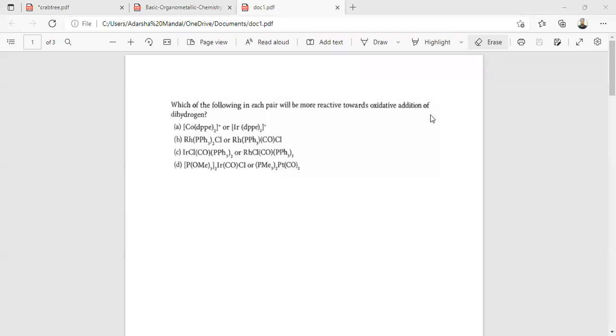So now I will discuss some examples. So the first problem is: which of the following pair will be more reactive toward oxidative addition? The factor that governs the rate of the oxidative addition, one of the main factors, is the electron density in the metal complex. The more the electron density of the metal complex, the more reactive it will be.